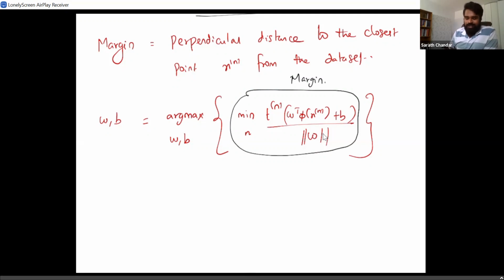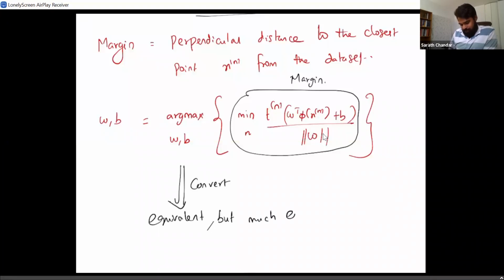As I said in the previous lecture, a direct solution for this optimization problem is very complex. So we are not going to solve this problem directly. What we are going to do is convert this problem into an equivalent but much easier problem to solve. Now, how am I going to do that? We are going to do this based on a crucial observation.